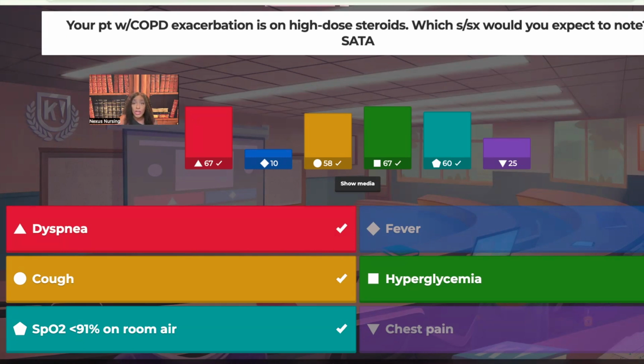Them being on steroids will not cause a fever. Steroids can mask the signs and symptoms of infection, right? So the patient may have an infection and we don't see the temp go up because of the steroids, but the steroids will not cause a fever. So that's wrong. Hyperglycemia, absolutely. Why? Not the COPD. The COPD doesn't cause the high blood sugar. It's the steroids. Steroids can turn you into a diabetic, right?